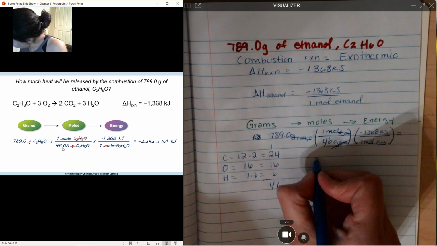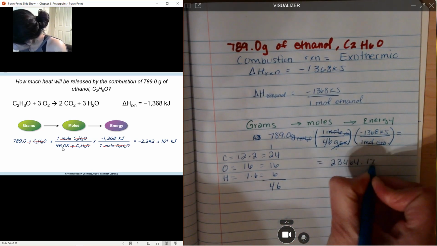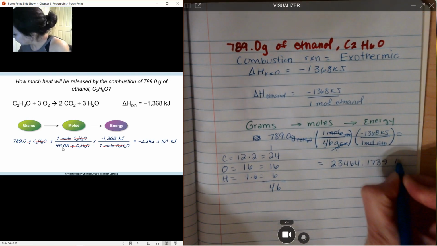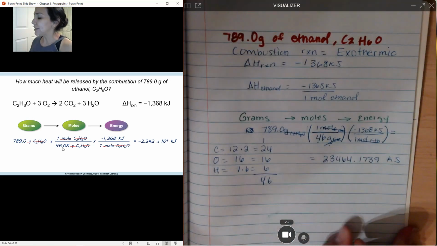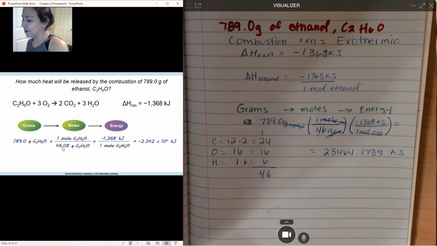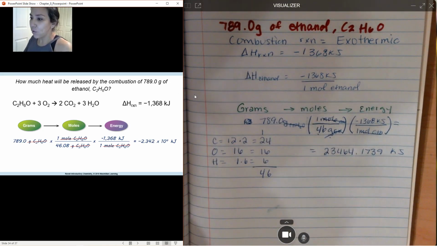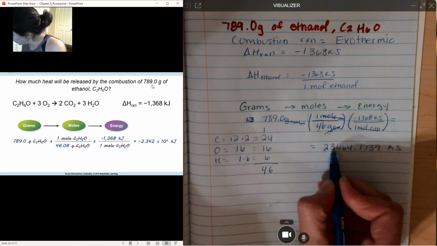Okay, and I get 2,346.4.1739 kilojoules. Now, I wrote all of this down. That does not mean that's going to be my final answer. We're not ridiculous, right? We know we're not that accurate. We have to report our answer in 4 significant figures. 1, 2, 3, 4.